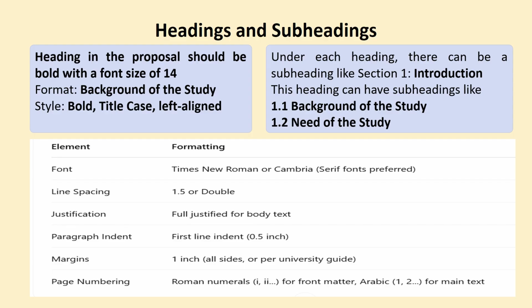Justification: fully justified for body text. This is also important. Whenever you are writing something on A4 size paper, please be sure that you have justified the content, otherwise it looks very vague. Paragraph indent: first line indent 0.5 inch. Margin, as I have said, 1 inch. Page number: Roman numerals for front matter, and Arabic 1, 2, 3 for main text.